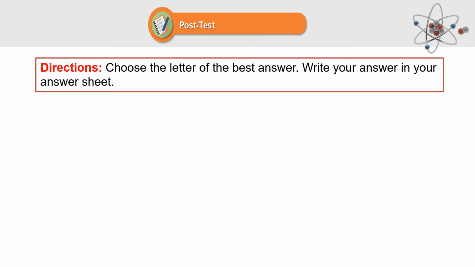Now, let us have the post-test. Directions: choose the letter of the best answer. Write your answer in your answer sheet.